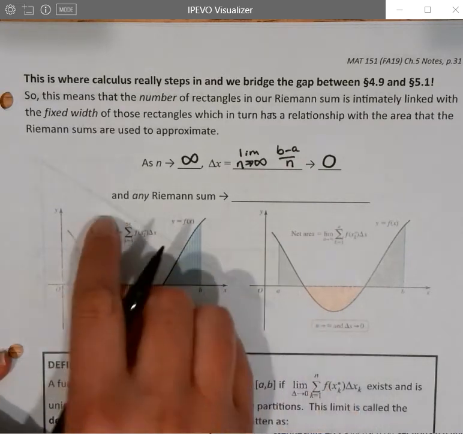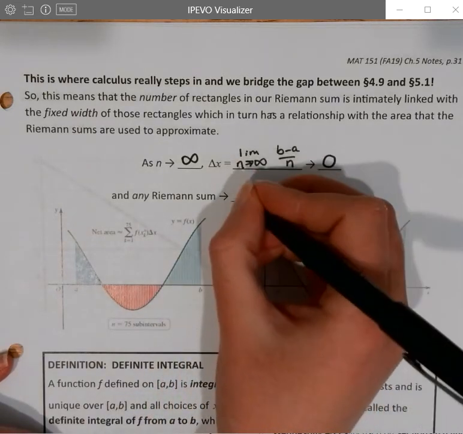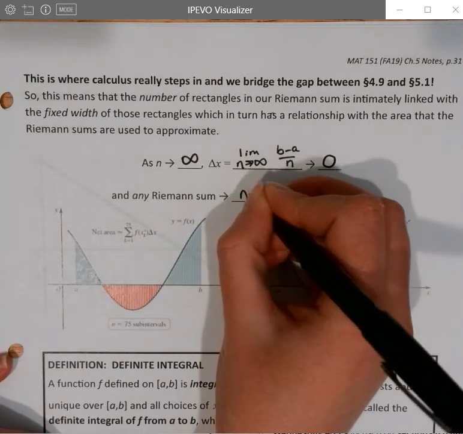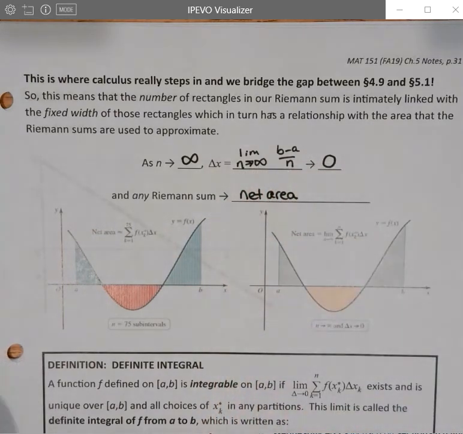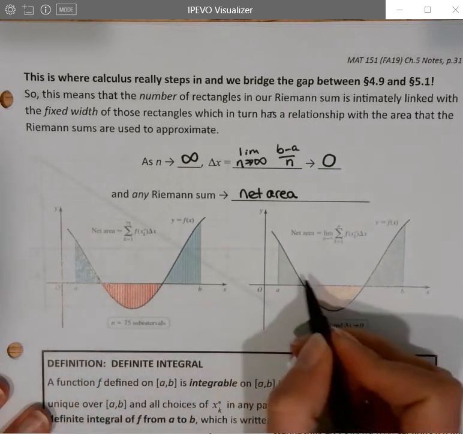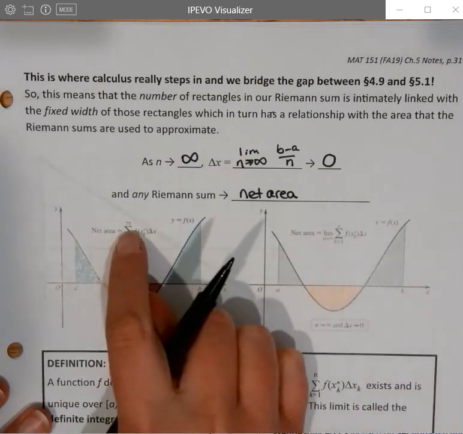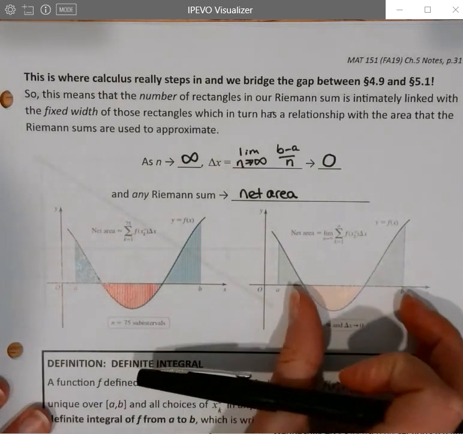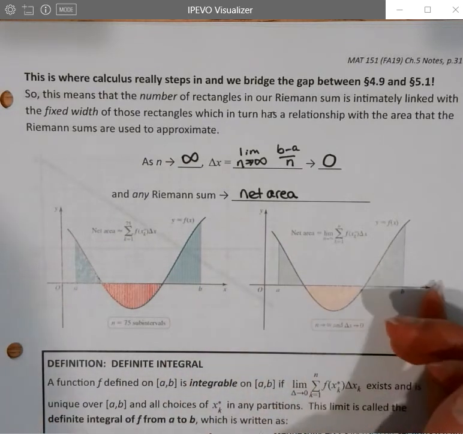And therefore, any Riemann sum, whether it's left, right, or mid, doesn't matter, approaches the actual area. Approaches the net area, because we do need to allow for that signed area. So any Riemann sum is going to approach net area. Okay? So you can see the net area by the Riemann sum, where there are 75 rectangles, versus this is a graph of the actual area as you allow the n number to go infinite instead of just 75. So no rectangles are shown right here because there are infinitely many of them. And so it's going to be the actual area.